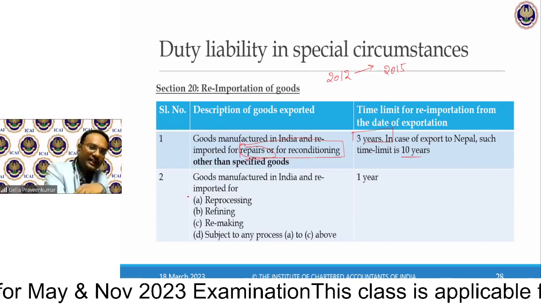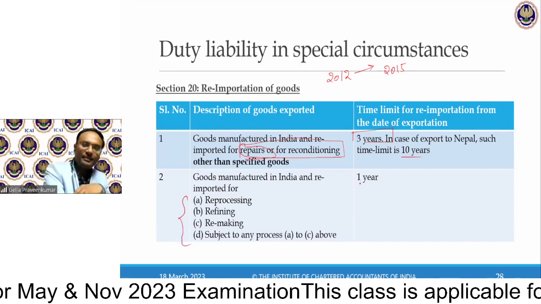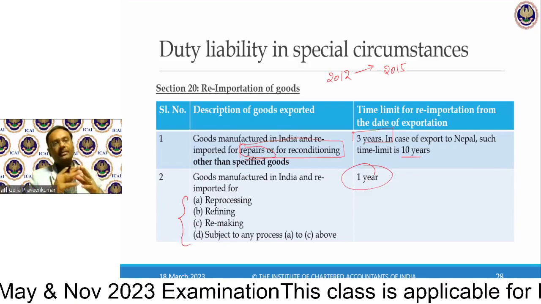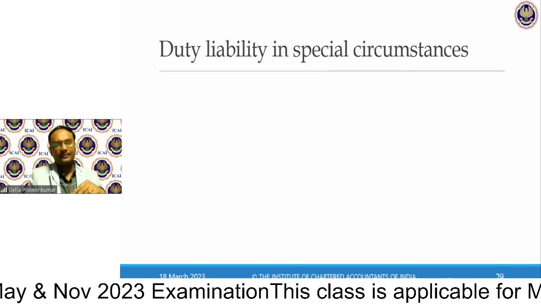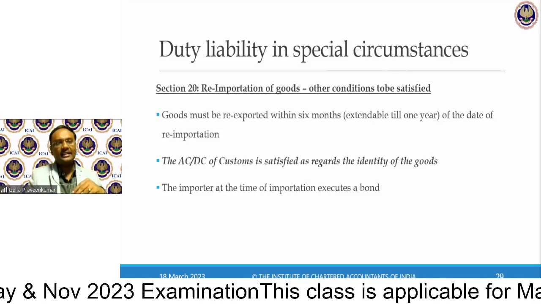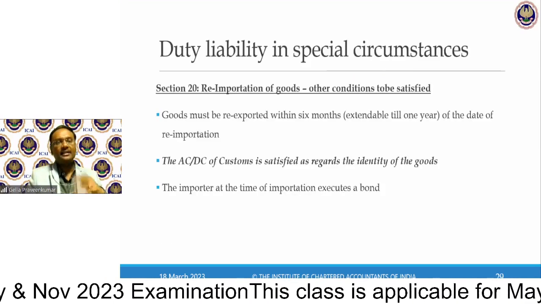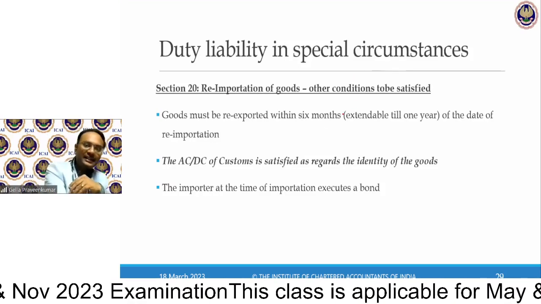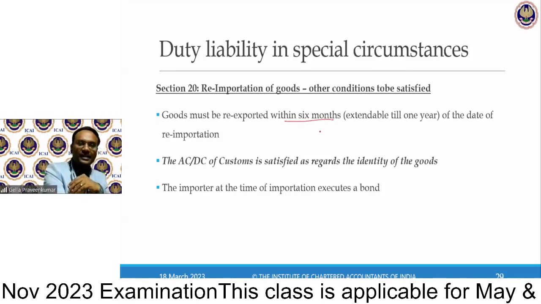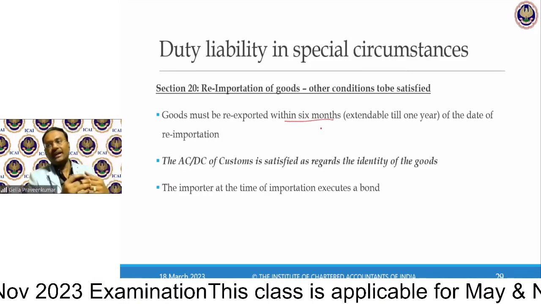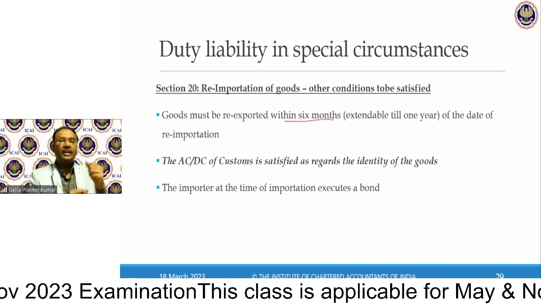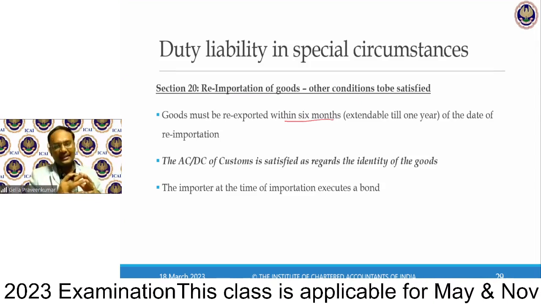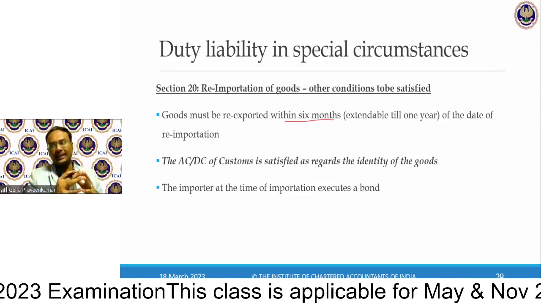In any of repair, reprocess, etc., my time limit to re-import is 1 year. Reprocessing means I'm going to make a completely new product. Again, these are subject to certain terms and conditions. I have to work on these goods and send them back within a period of 6 months. Whatever goods have come back, you cannot hold those goods. What I have to do is reprocess, repair, recondition, and send back within a period of 6 months, extendable up to 1 year.